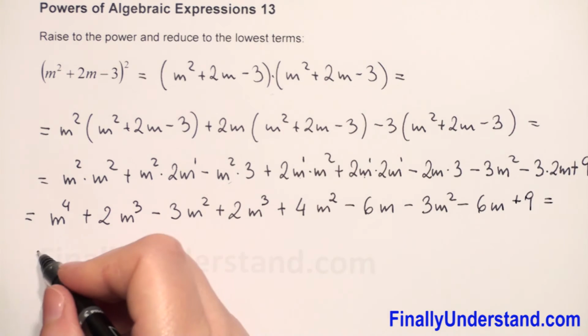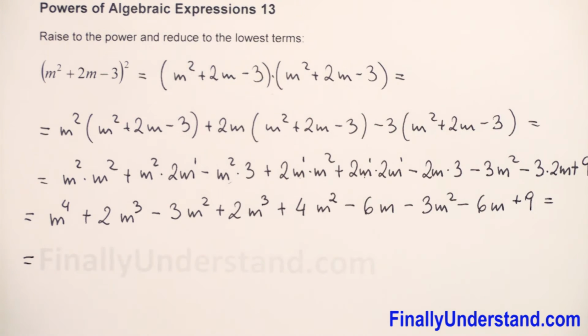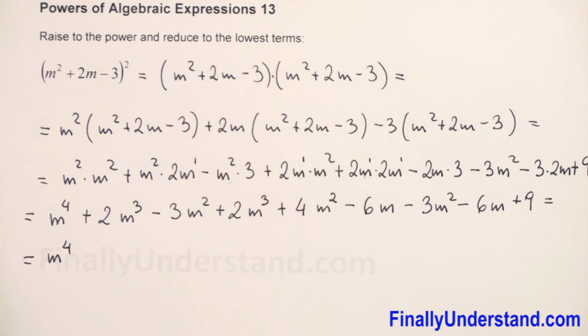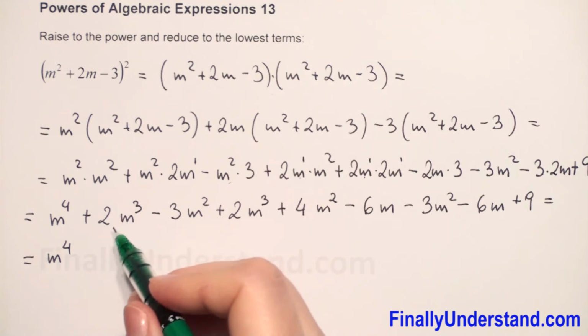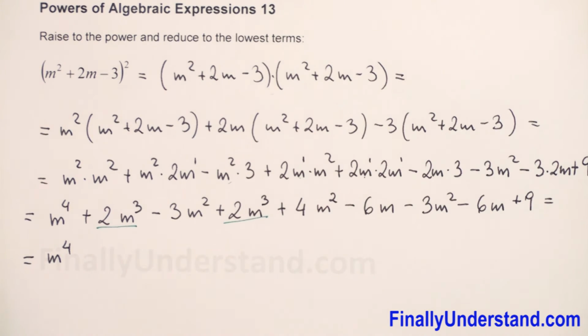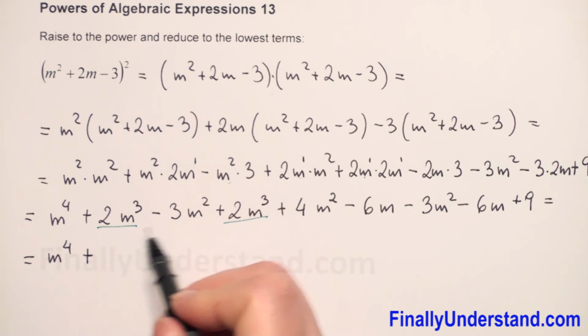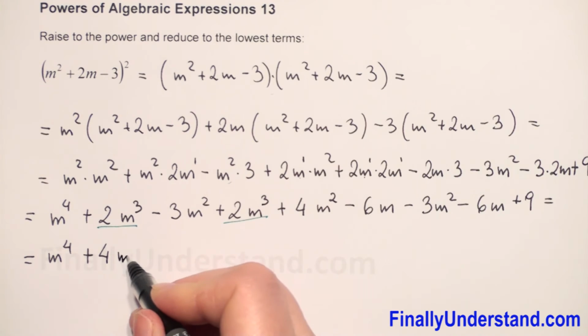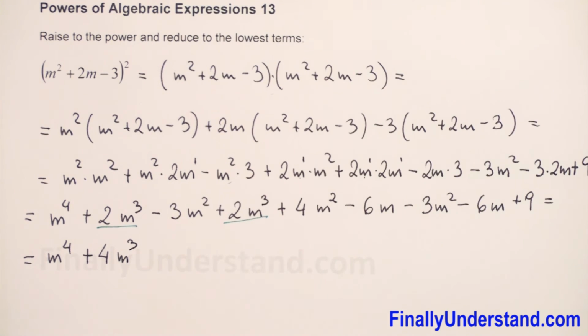So this is equal. Now we have to combine the like terms. We have only one expression with m to the fourth power. Next we have m to the third power, 2m to the third power, 2m to the third power. Both like terms are positive, so we keep the positive sign, and now we have to just add coefficients. 2 plus 2 is 4, and we have to rewrite m to the third power.